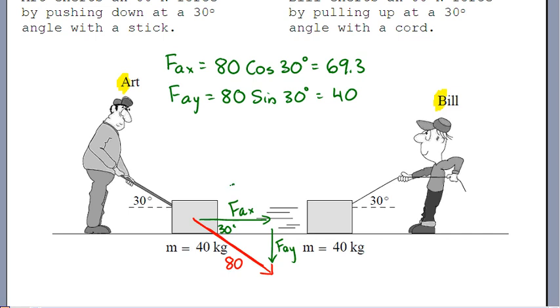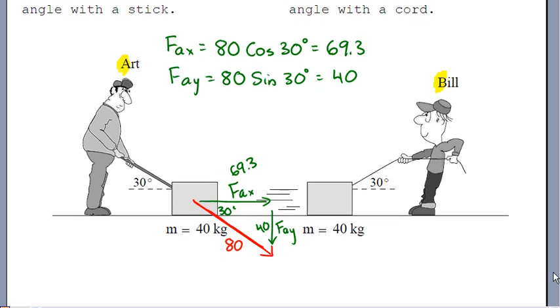Okay, so we have this 69.3 and this 40. There are more forces though. There's going to be an mg, almost 400, right? Because g is so close to 10, it's actually like 392. There's going to be a normal force. And there's going to be, because of that normal force, some friction. Wow, a lot of forces.